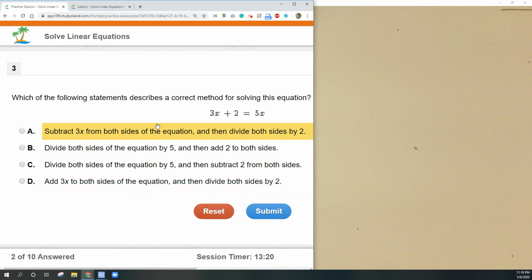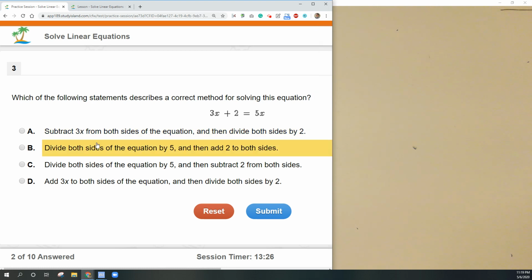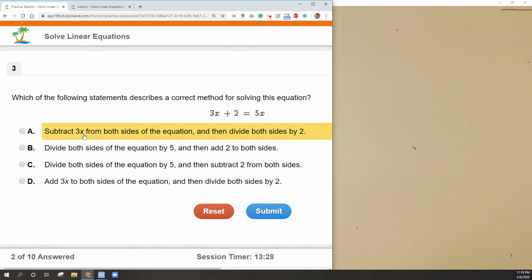Which of the following statements describes a correct method for solving this equation? So let's go ahead and read through these. First, subtract 3x from both sides of the equation, then divide both sides by 2. So you clearly want to subtract, but what do you want to divide by? You want to divide by the 3 at some point, because it says 3 times x. There's no reason to subtract 3. That doesn't get rid of the 3. The only thing that gets rid of the 3 is dividing by 3.